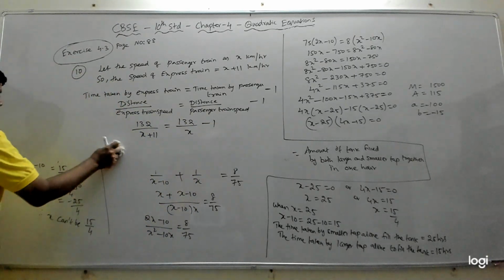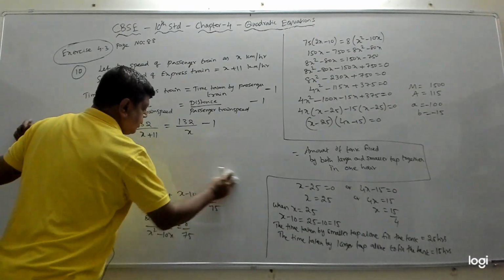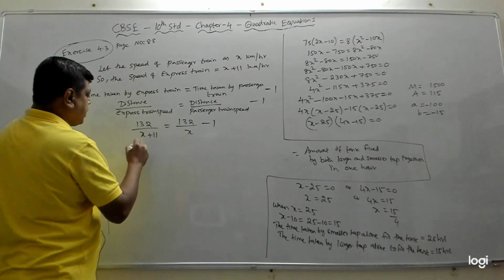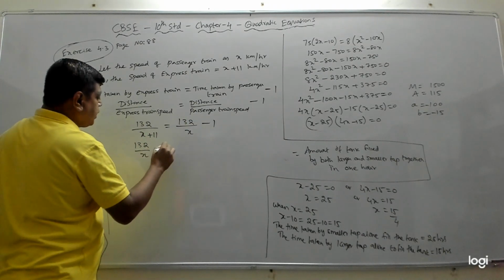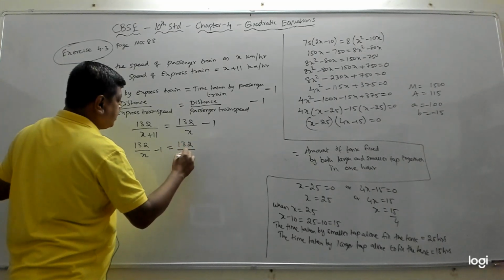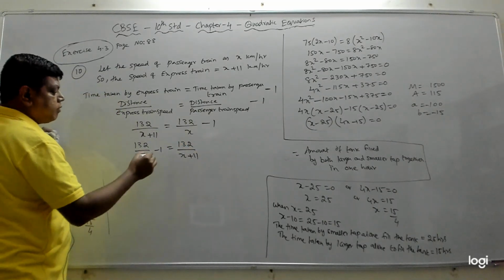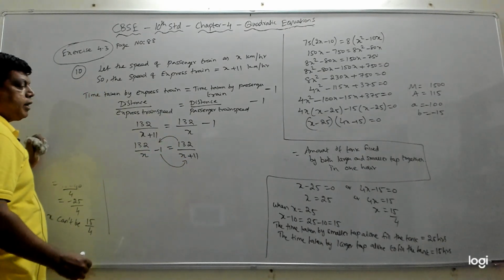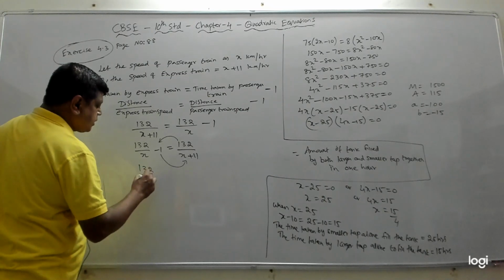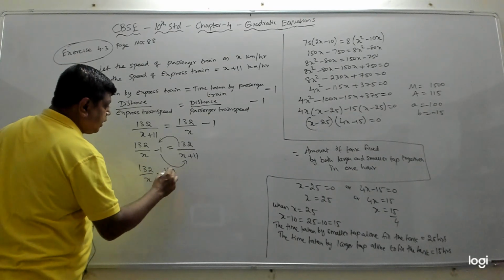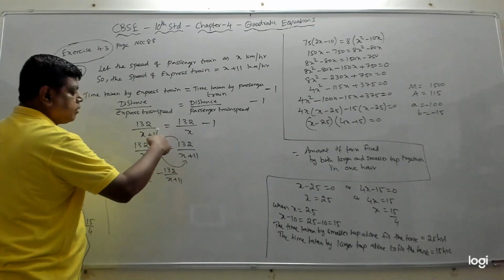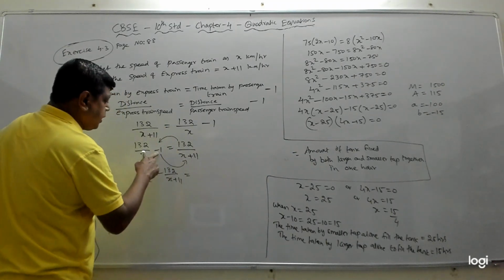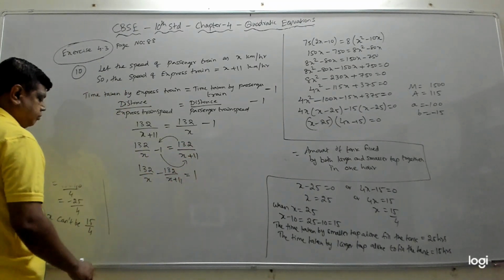Right? So what would we do? We would write this whole thing here and this one here. So I will write it as 132 by x minus 1 equal to 132 by x plus 11. Now we will take this minus 1 to here, it will become plus 1. Let's bring this to here, it will become minus. So we'll get 132 by x minus 132 by x plus 11 equal to, now this minus 1 goes to the right side, it will become plus 1.